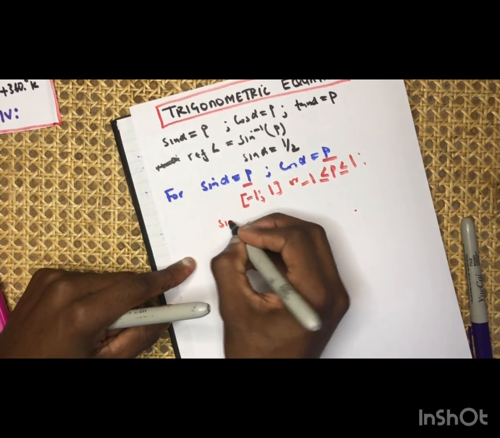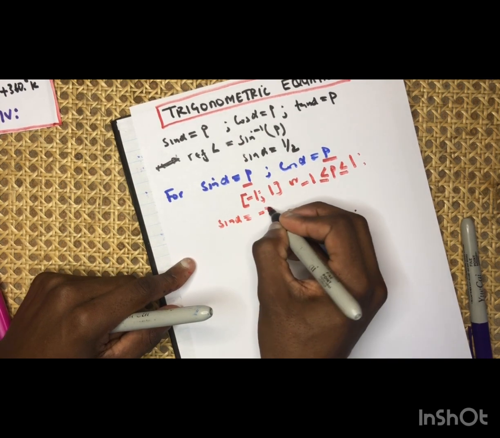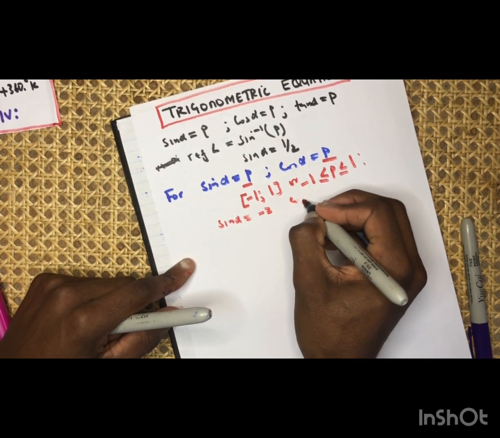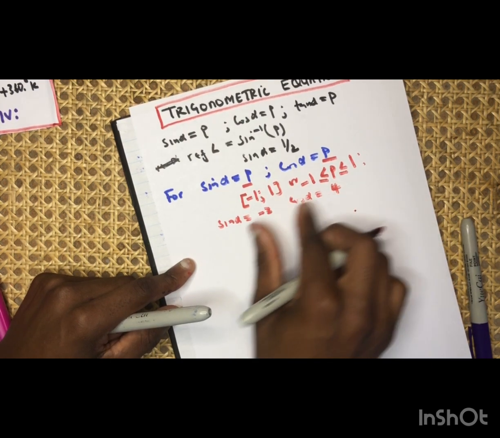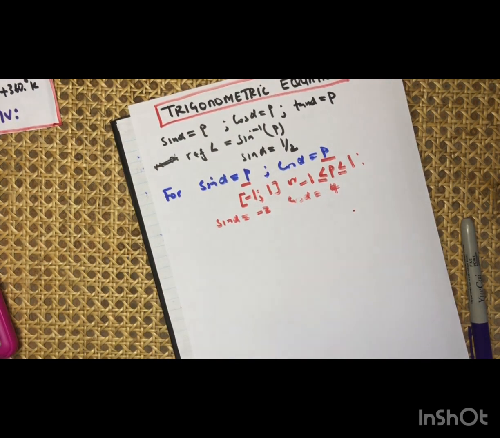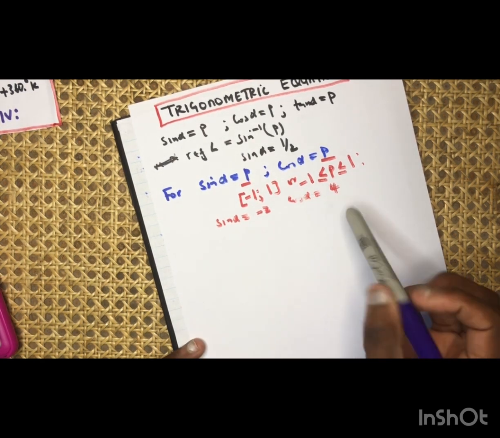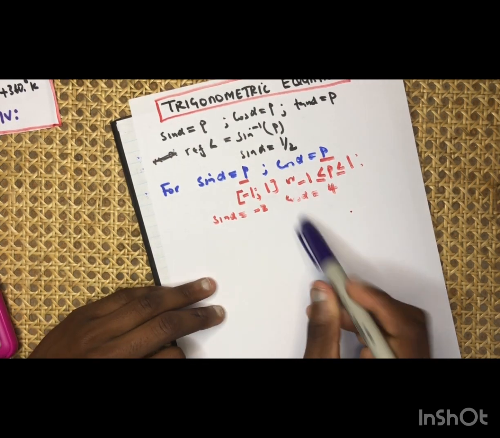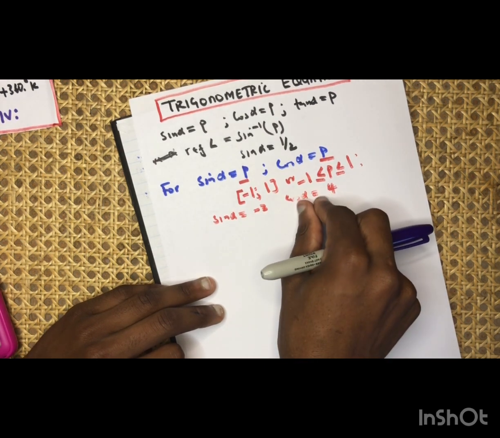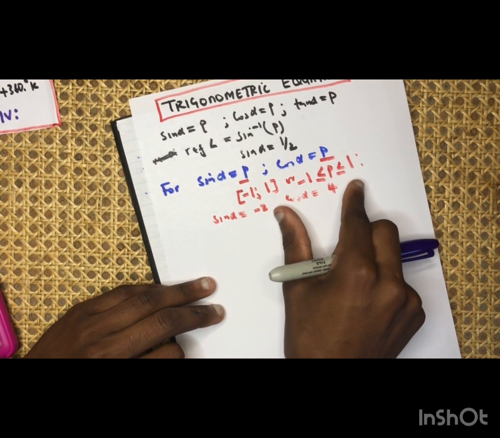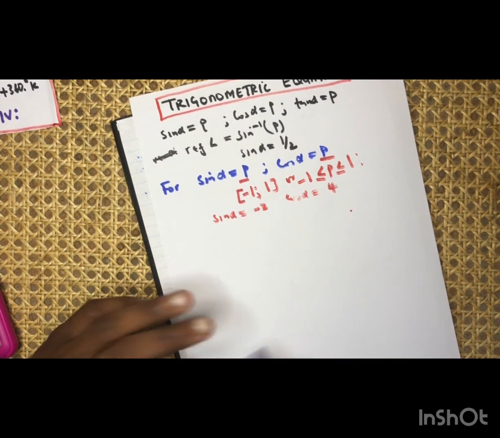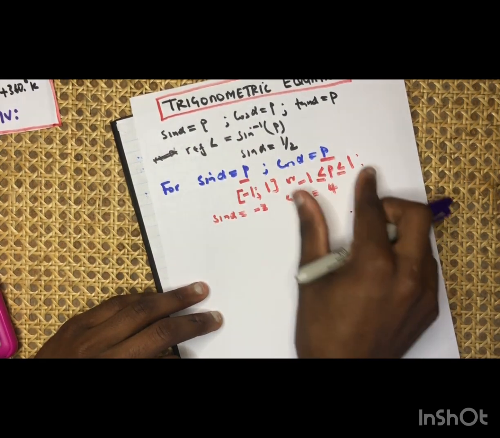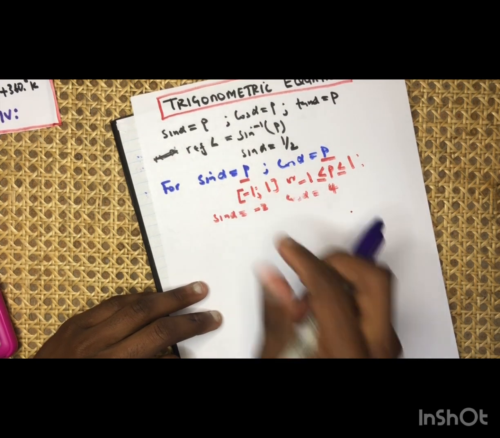So if I have sine alpha equal to -2, or cos alpha equal to +4, there will be no solution for this general solution. You will just say no solution, because cos lies between -1 and +1, the interval of this one. The interval of p must be between this interval.